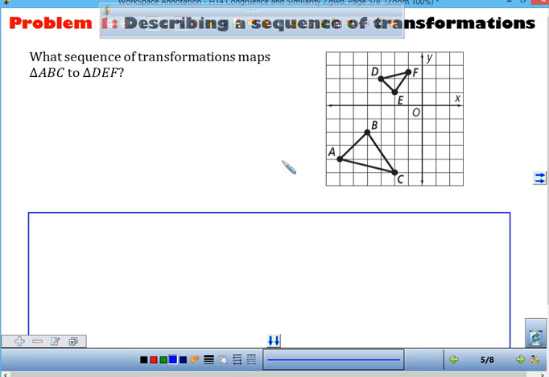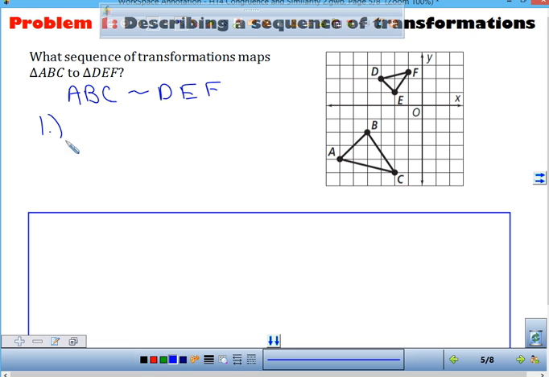So here it says, what sequence of transformations maps ABC to DEF? So we might start by saying ABC is congruent to or similar to? Similar to DEF. And then we write our transformations. Which one are we starting with then? ABC. Okay?